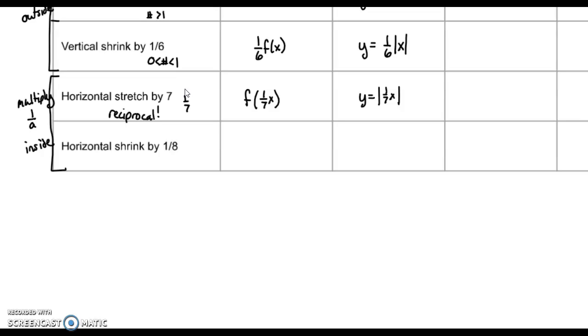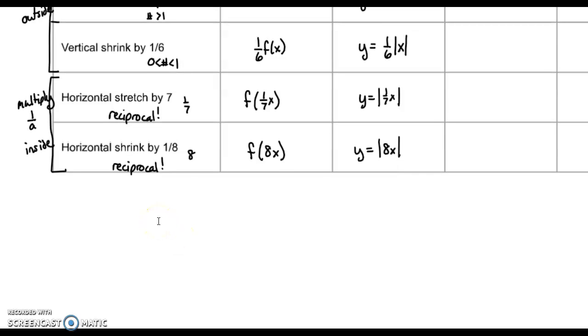All right, in the horizontal shrink, you also use the reciprocal. So the reciprocal of 1/8 is 8. So let's use an 8. So it still happens inside the parentheses or inside the absolute value. So both of these show a horizontal shrink by 1/8. So if the original number, 7, is bigger than 1, that's a stretch. The original number 1/8 is between 0 and 1, that's a shrink. Same rules as vertical.